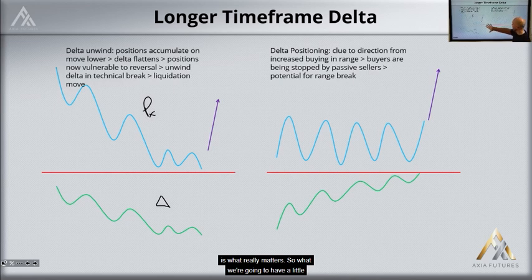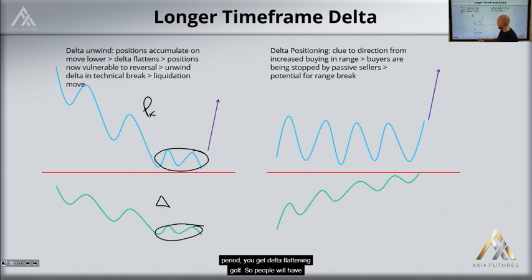So what we're going to have a little look at is, on the left-hand side, the concept of a delta unwind. And on the right-hand side, delta positioning, which could also to a degree be an unwind if you got a counter direction move. So we'll come on to this in a moment. But looking at the stages of a delta unwind, and I'll give you a couple of examples of these in a moment. What ends up happening is positions will accumulate on a move lower. Sellers become more active, and this is then what drives delta down on this move lower. What you then end up with is, in the consolidation period, you get delta flattening off.